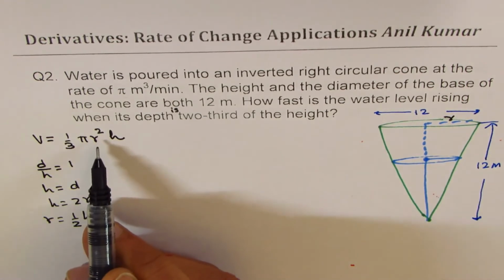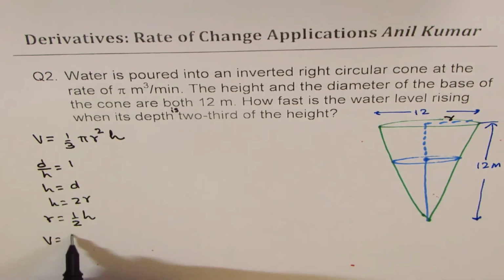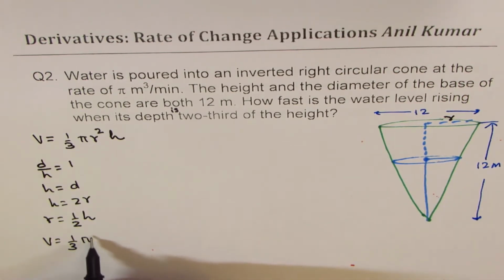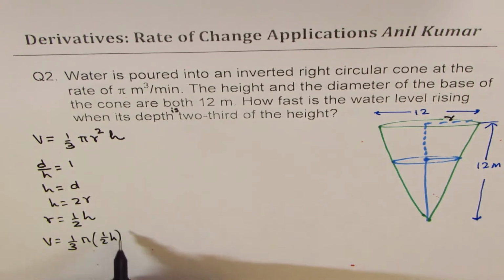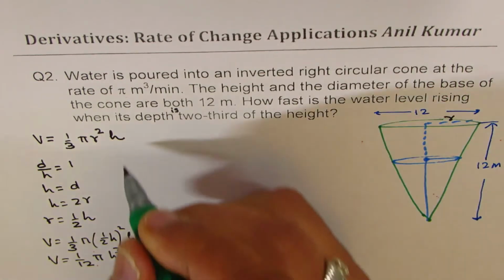So in this particular formula, we'll replace r with half of height. So we get volume equals 1/3 pi (half h) whole square times h. So that gives you the volume formula as 1 over, this is 4, right? 4 times 3 is 12, pi h cube. So that becomes the formula.